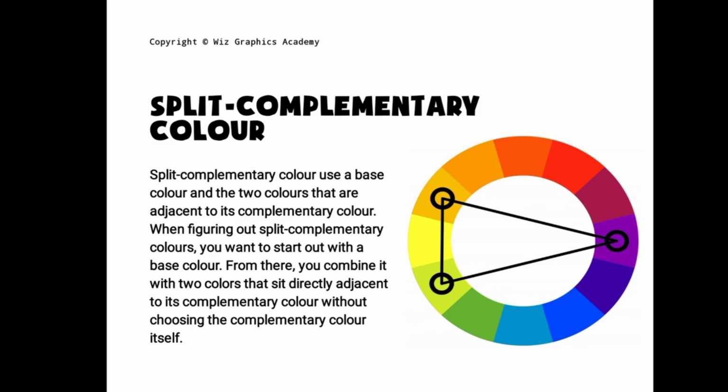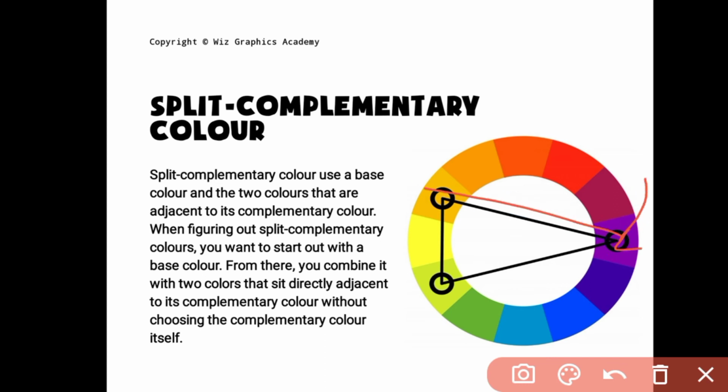This is the split complementary color. The last color scheme is the split complementary color. Now the split complementary color uses a base color and the two colors that are adjacent to its complementary color. So this is the base color. The one here is the base color, and these two are the ones that are adjacent to the complement.